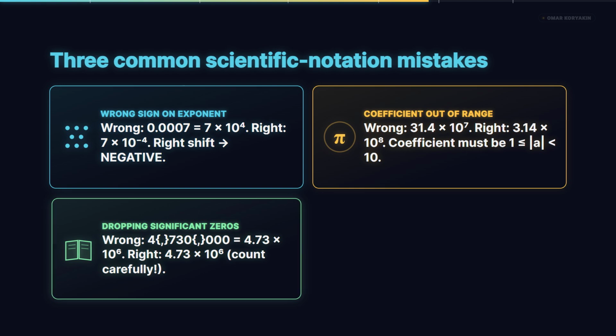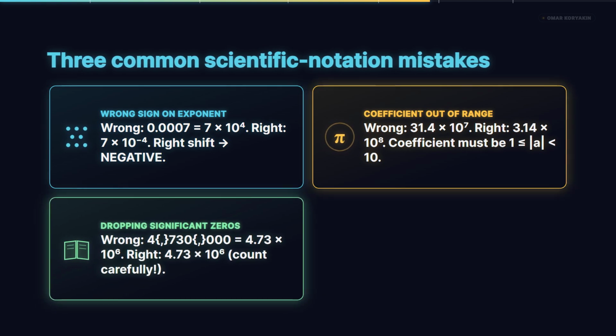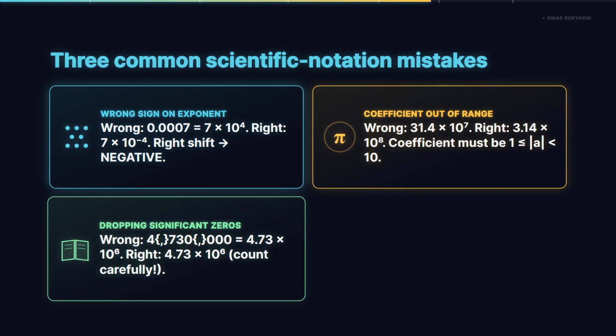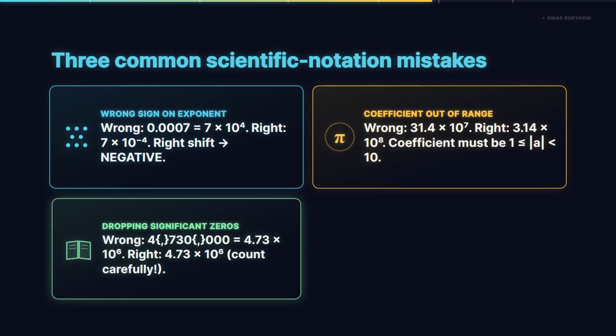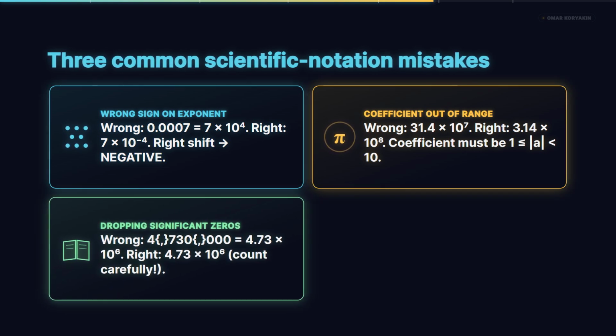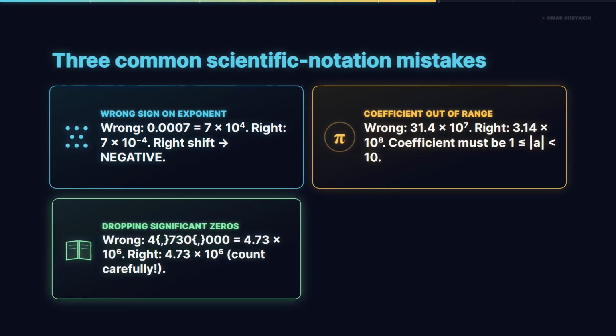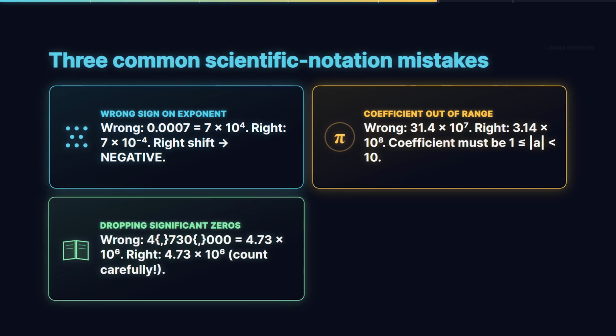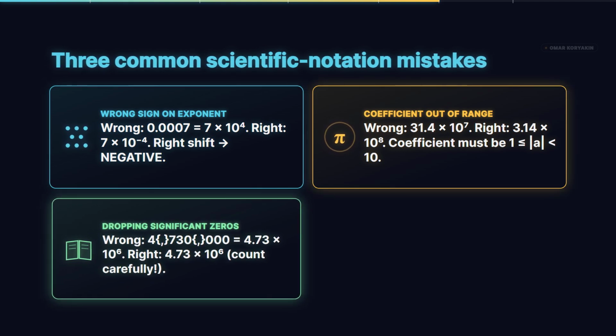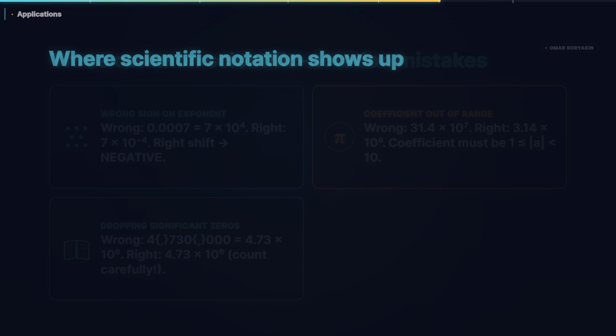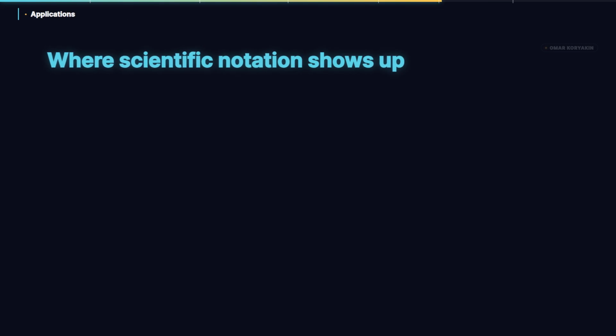4,730,000 and reads it as 4.73 times 10 to the 6th, when the correct answer is 4.73 times 10 to the 7th. The shift count was off by 1. Always count the decimal shifts carefully by hand the first few times until you build a feel for the right exponent at a glance. Scientific notation is everywhere in the technical world.